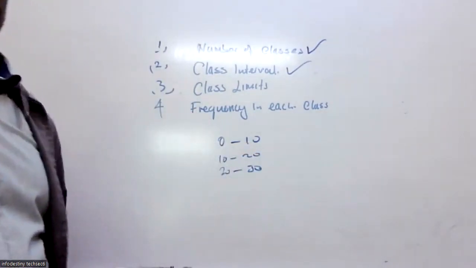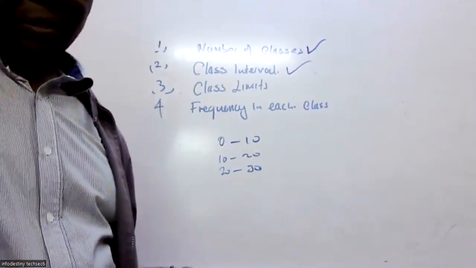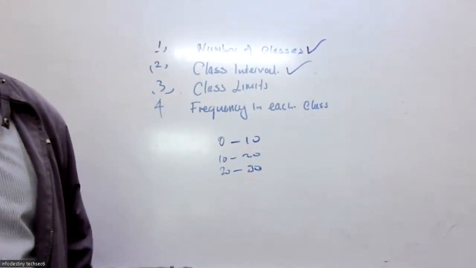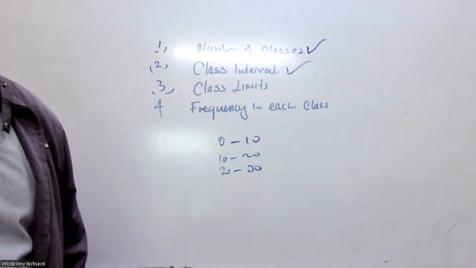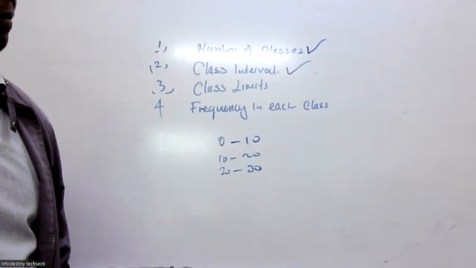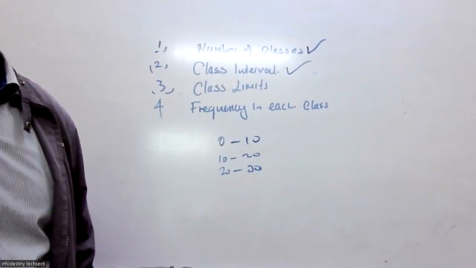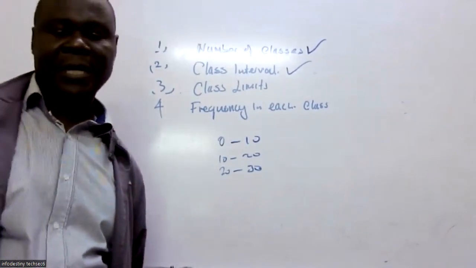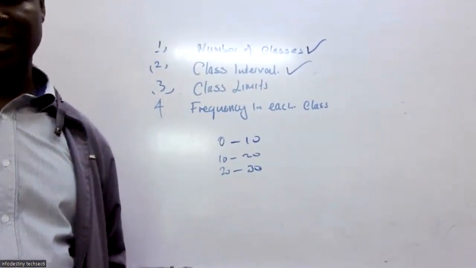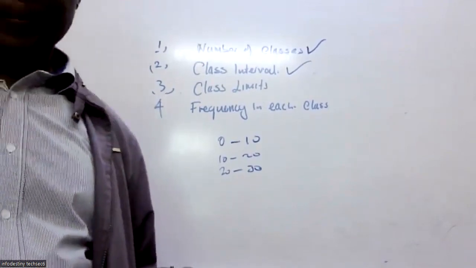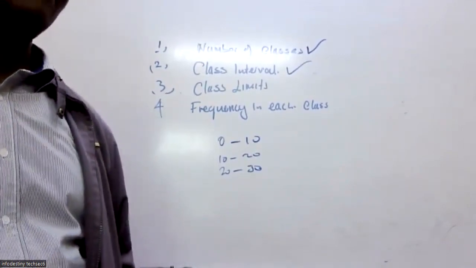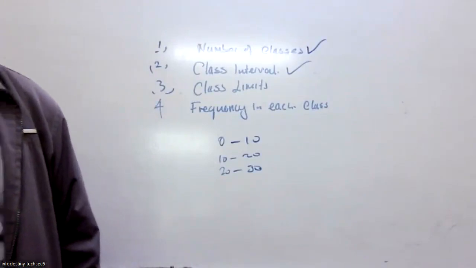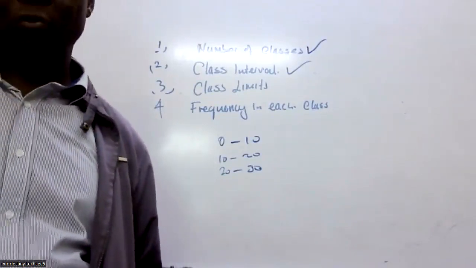So you continue. To find the class intervals, deduct the minimum value from the maximum value and divide by the desired number of classes or groups.